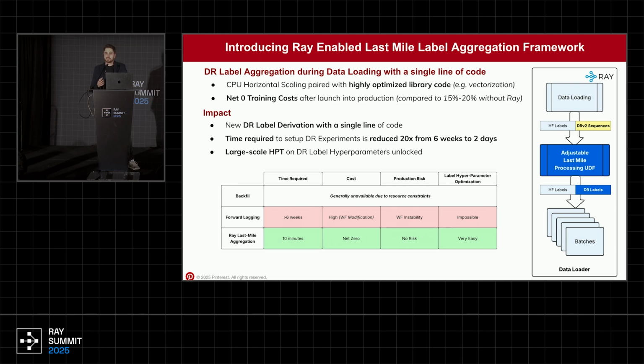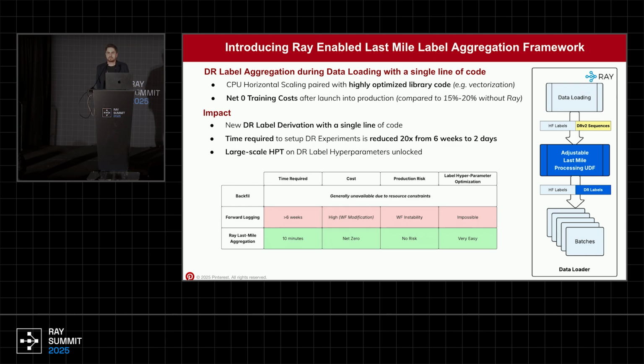How it works is basically that from Iceberg, we read the training data that includes the DRV2 sequences. Then we funnel this through multiple user-defined functions in the Ray data loader, which finally drops the DRV2 sequences and replaces them with the labels that were derived. The label derivations are actually based on vectorized operations in a similar fashion like I showed in the example. We tried to optimize this as much as possible, and we actually achieved net zero training cost by using a lot of vectorization, obviously, and then some code compilation.